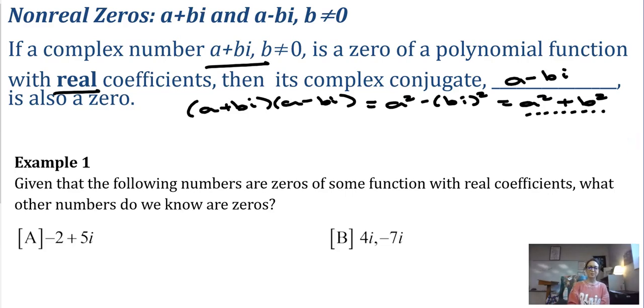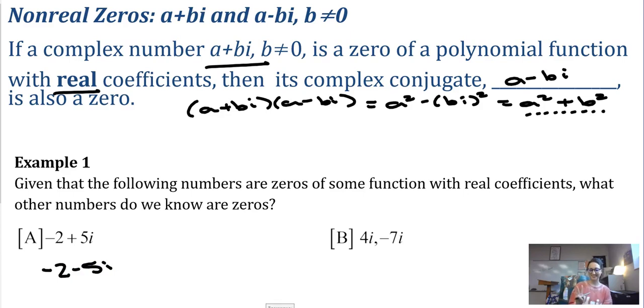So let's try example 1. We just write example 1, part A. It says, given that the following numbers are zeros of some function with real coefficients, what other numbers do we know are zeros? Okay, so if I have -2 plus 5i, what else has to be a 0? -2 minus 5i. All right, go ahead and write B in your notes.